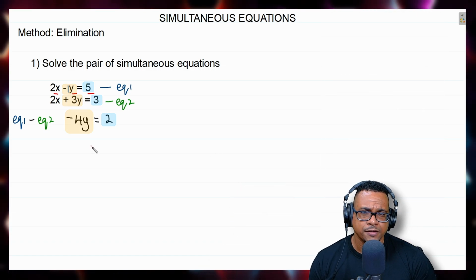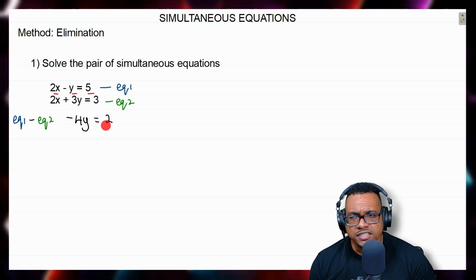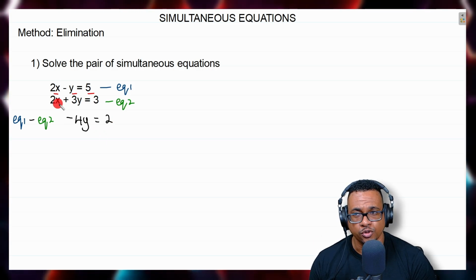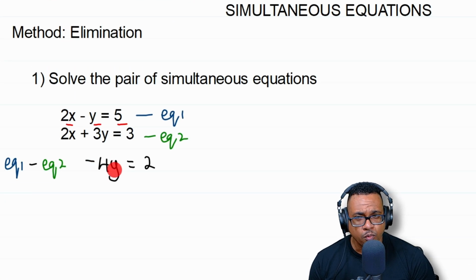So now look at what happened here. We went from having equations with two unknowns to an equation with one unknown. Of course, we eliminated the unknown x. So now I have negative 4 multiplied by y is equal to 2. So what I want to do is get this y by itself.